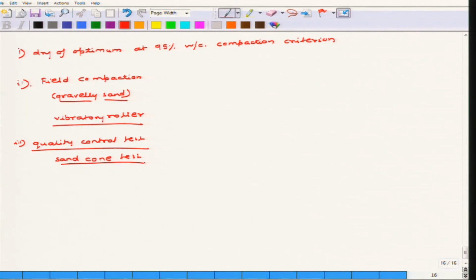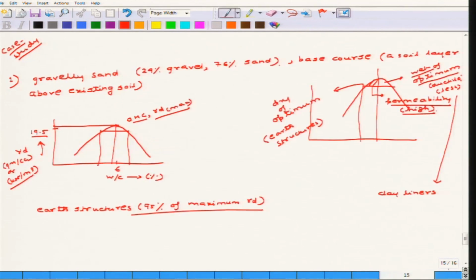So this is how you are going to solve a problem in a case study. If a compaction curve is given to you and you are supposed to find what type of compaction to offer, this is how your judgment should be. Depending on the type of soil, whether coarse grained or fine grained, and whether it is a clay liner or an earth structure, you will use the dry side or the wet side of optimum. Here it is a gravelly sand, so we have used the dry side of optimum, and it is generally specified to use 95% relative compaction.